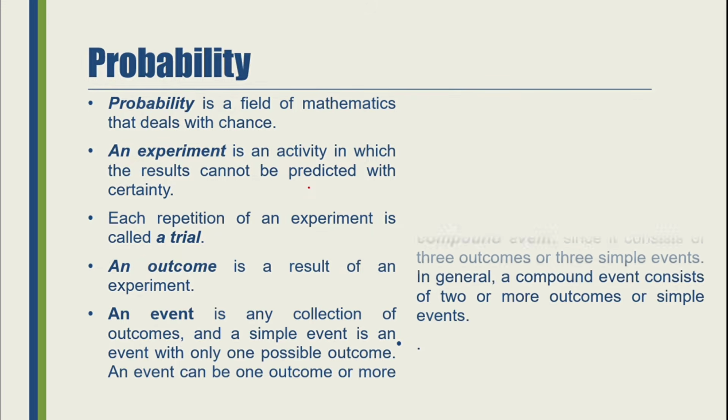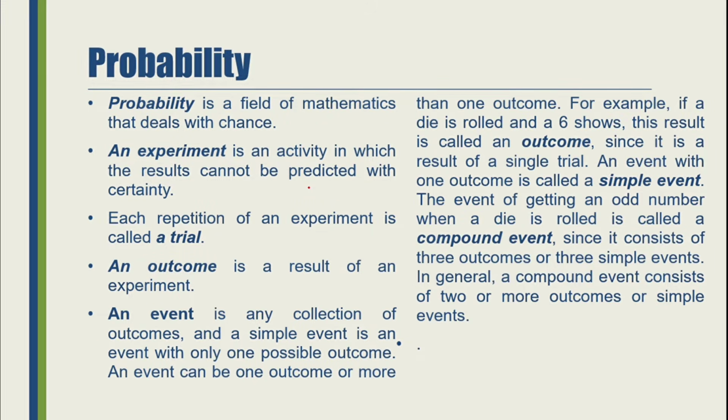An event is any collection of outcomes, and a simple event is an event with only one possible outcome. An event can be one outcome or more than one outcome. For example, if a die is rolled and an ace shows, this result is called an outcome, since it is a result of a single trial. An event with one outcome is called a simple event.